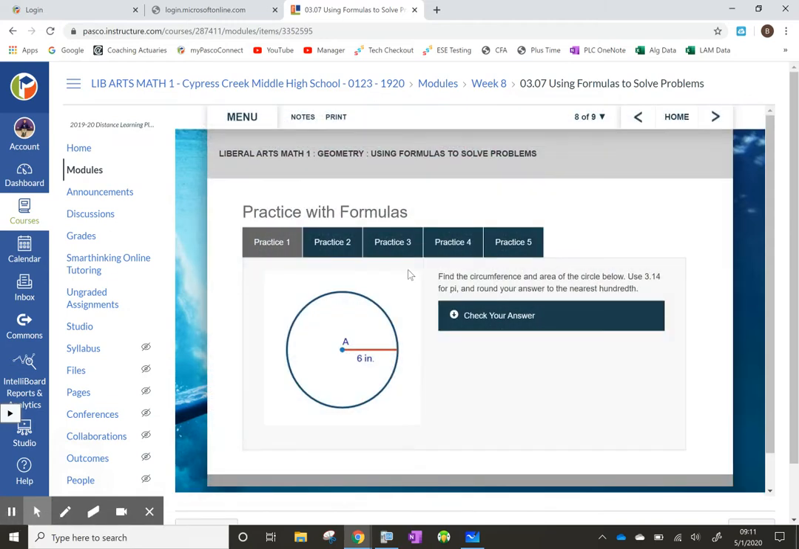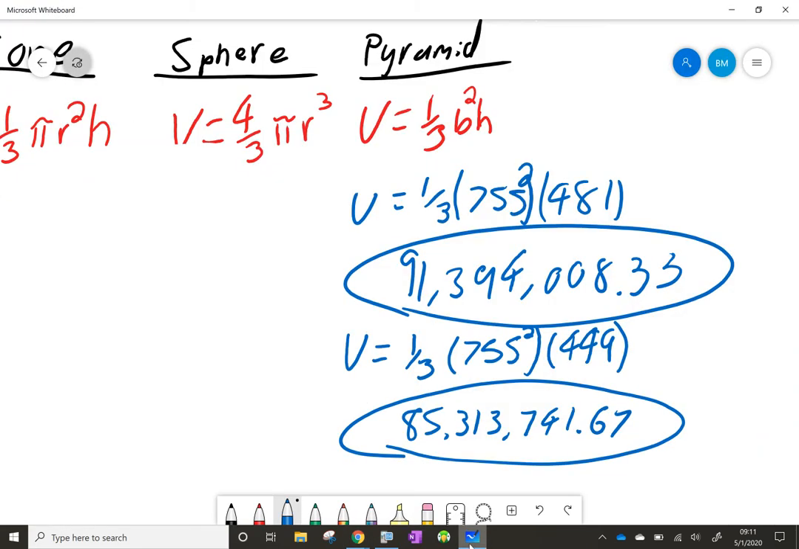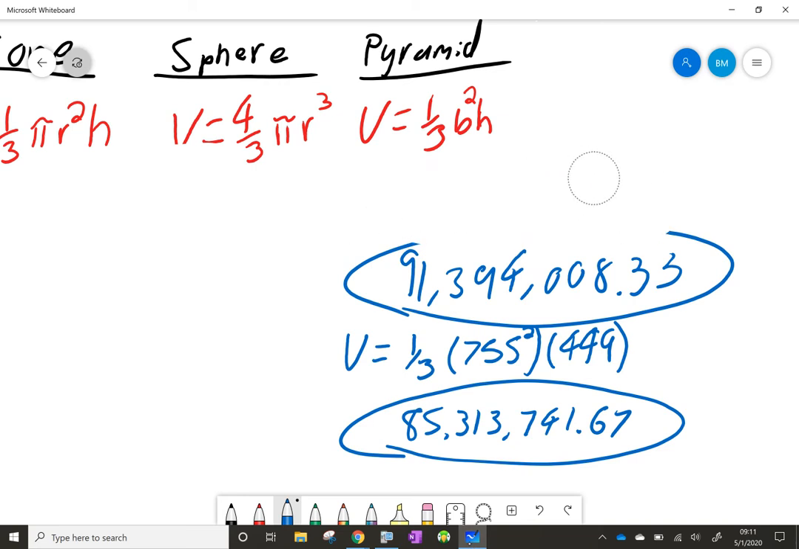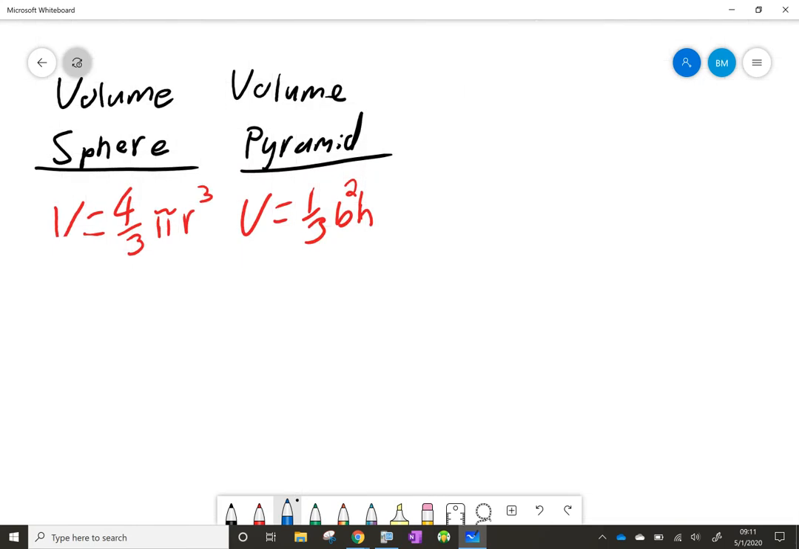All right, so again, more practice with formulas. Find the circumference and area of the circle below. It didn't give us these formulas previously, but just so you know them, let me add them to our list. So circumference, just to abbreviate it, is C equals, let's do it in red.